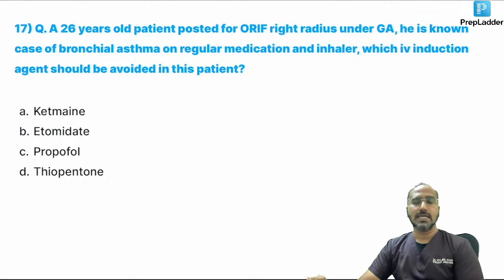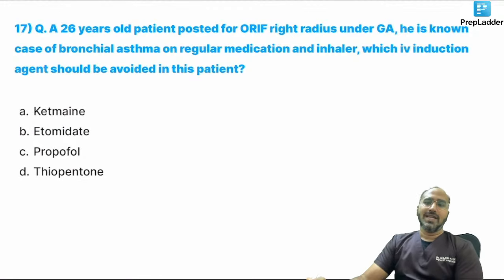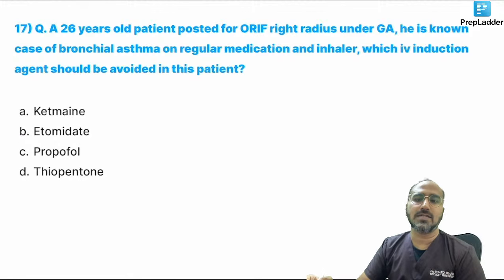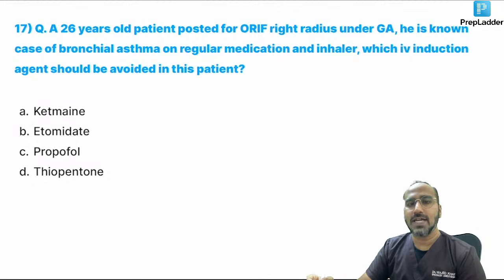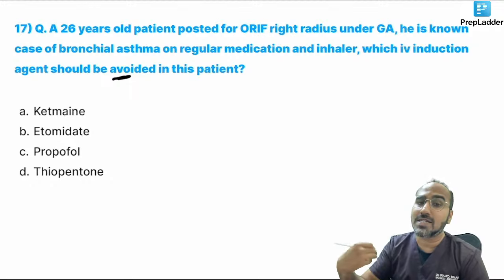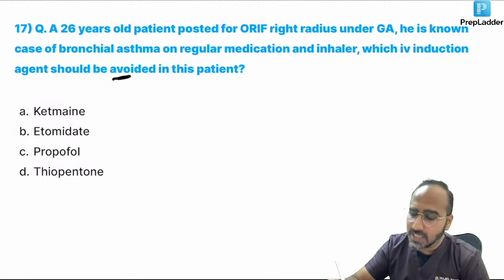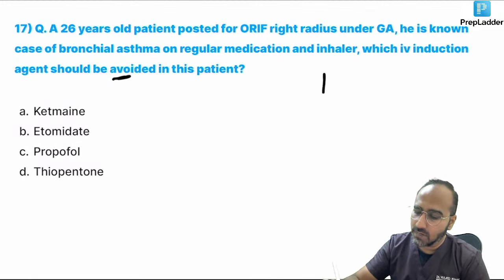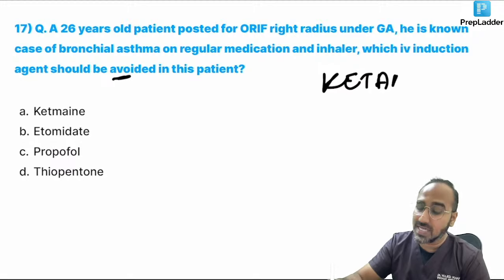Next, coming to the other question. A 26-year-old patient is posted for open reduction internal fixation of the right radius under GA. He is a known case of bronchial asthma on regular medication. Which IV induction agent should be avoided? Before that, guys, tell me which IV induction agent should be given in this patient. The IV induction agent of choice in asthma, which causes bronchodilation, is always ketamine.